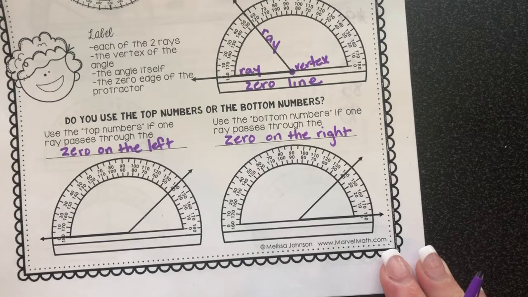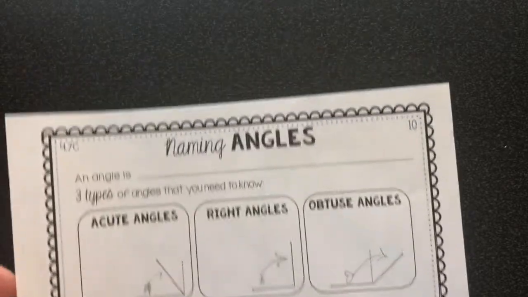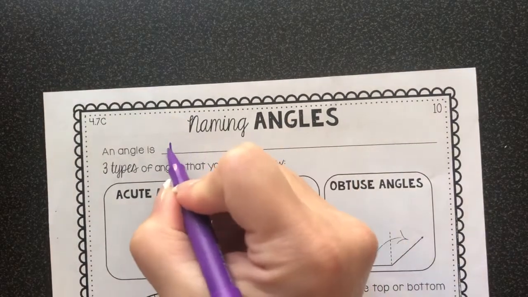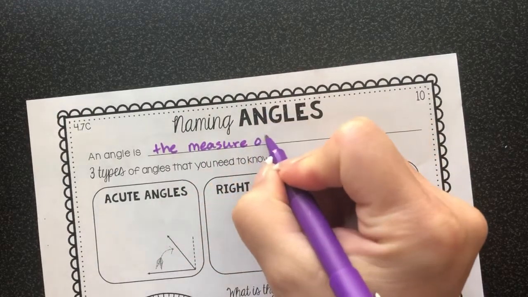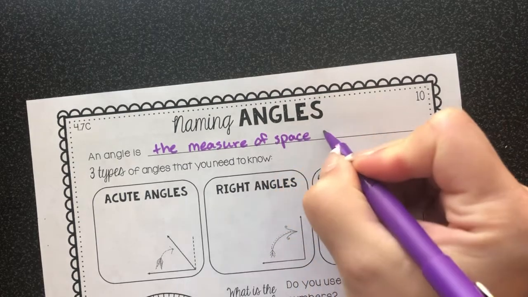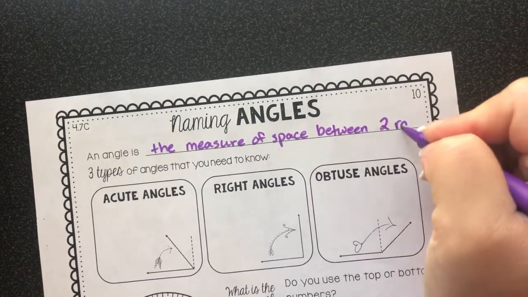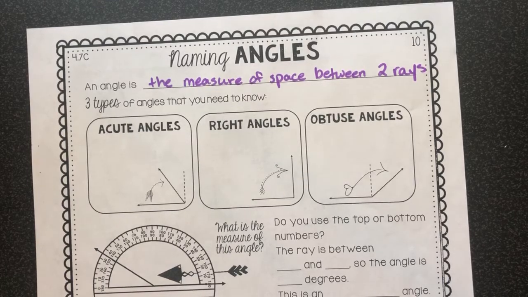That's going to take us into the next page that we're going to work on. Naming angles. An angle is the measure of space between two rays. Okay, all right, so there are three different main types of angles that we use. They're missing one, and I'll talk about that one in a minute.